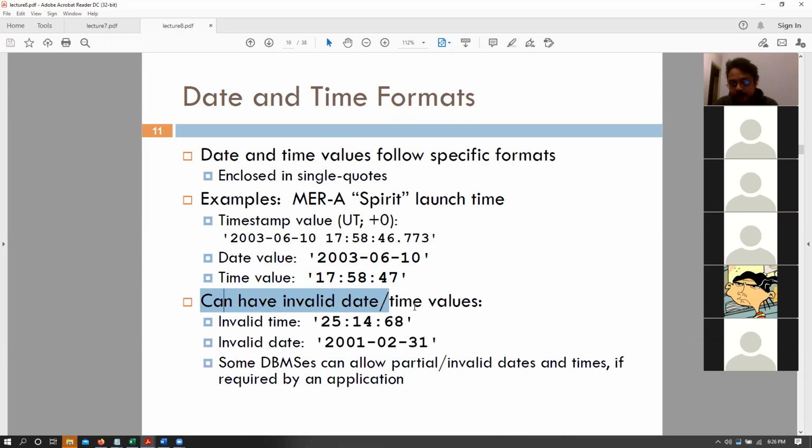That would also be allowed. But this is an interesting point, because since your date and time values are being inserted as string values and then converted, it would also allow you to insert invalid dates and times, right? So we can have a 25th hour, 14 minutes, or we can have a date that is February 31st, right? So in that scenario, what do we do about it?